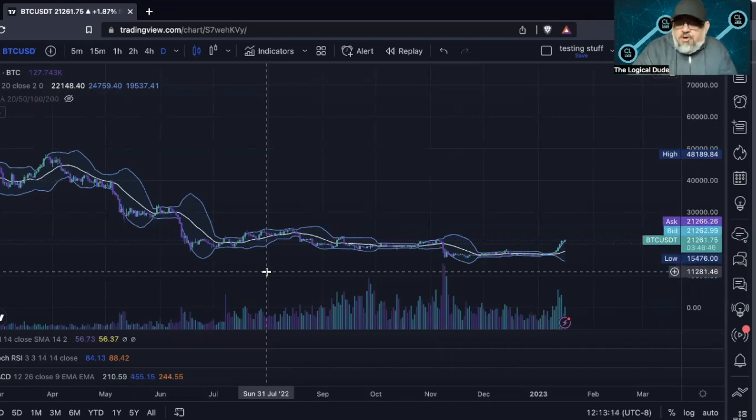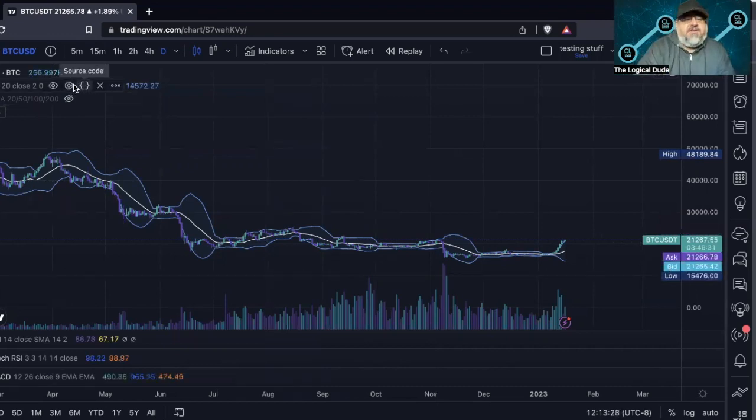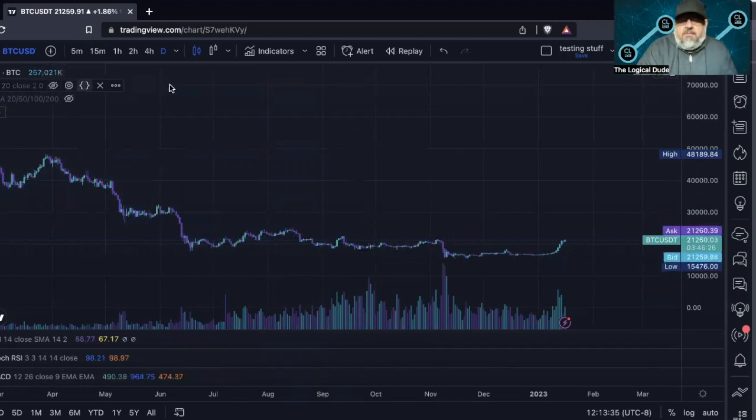So these lines move with the price of Bitcoin, and when the price touches the upper band, it's considered to be overbought. And when the price touches the lower band, it's considered to be oversold. Okay? It's not rocket science here, guys. It's really not rocket science at all. Again, we're going to get into a more in-depth video on the Bollinger Bands.